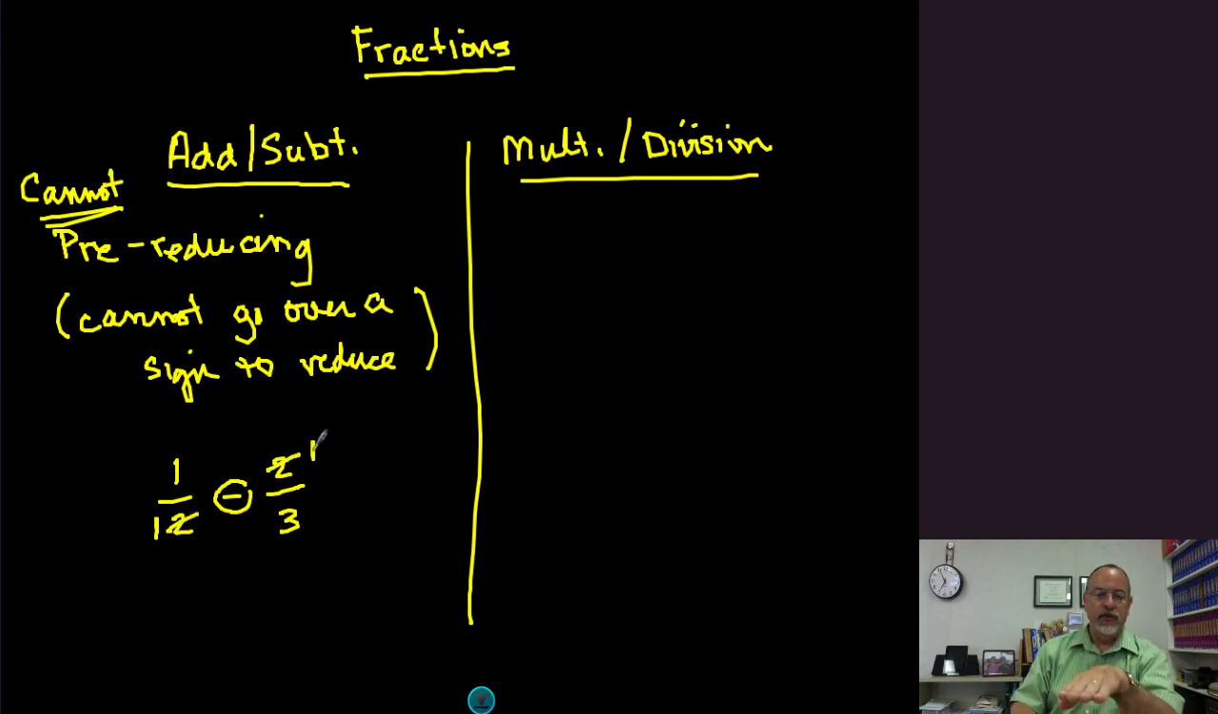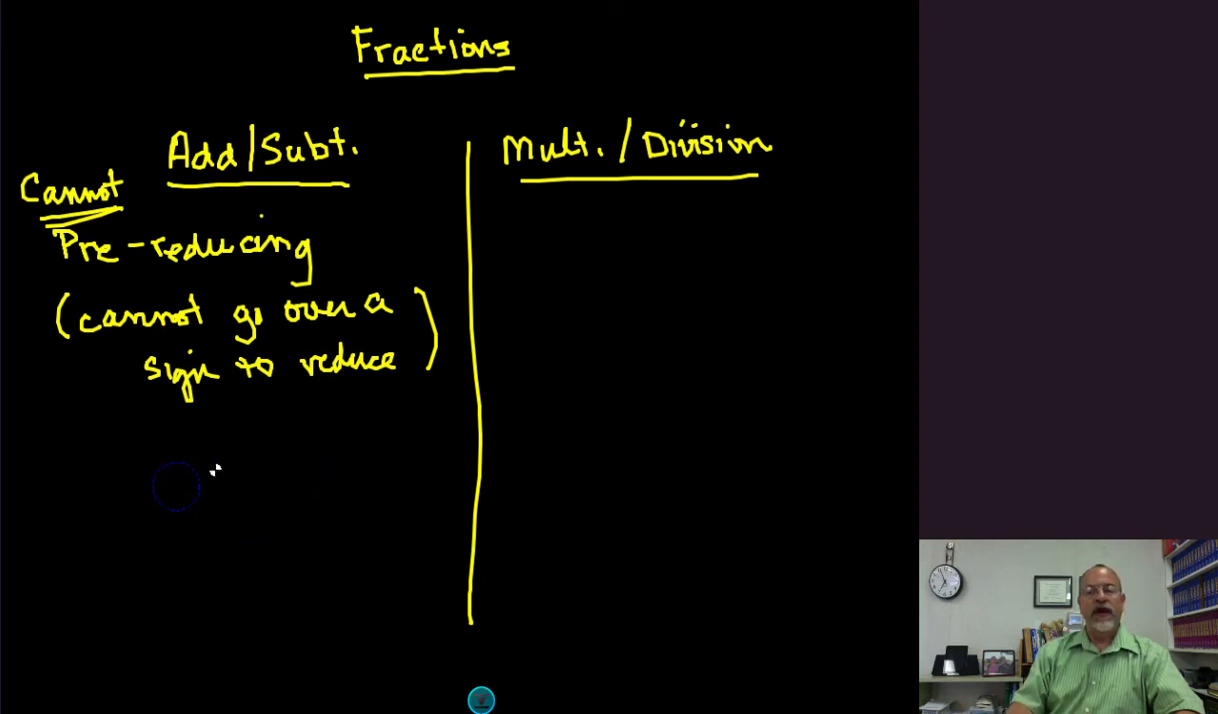And then this 2 would be reduced to a 1 as well. So I still have 1s here. Okay, so they're not canceled out. It's not like they're gone away. They've been reduced from a 2 down to a smaller number, in this case a 1. All right, so that's why we call it pre-reducing. Now again, you cannot do it when you're adding or subtracting.